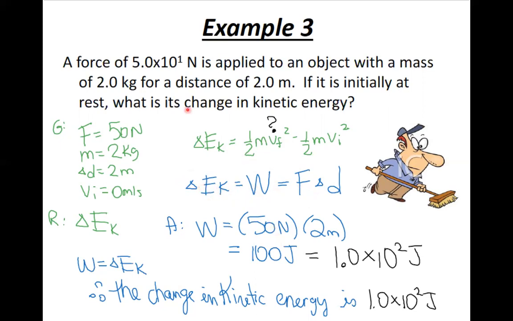There's a big assumption here that the force that's mentioned is the net force. There's no mention of any other forces, so I guess we're going to say assume friction is negligible and this is the net force. So our change in energy is 100 joules. That would get on our calculator. Looking back to the question, you have 2 significant figures, so you need to report your answer as 1.0 times 10 to the 2 joules.